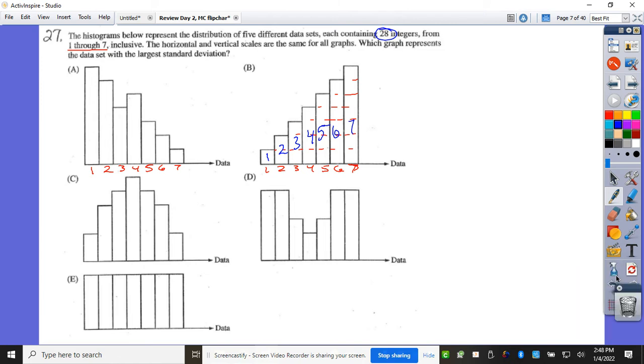Alright, so now let's actually look through this problem. So let's start with C and D. The middle of C and D are very clear and very obvious. Why? The means of C and D are very obvious because of what? Symmetry. They're symmetrical.